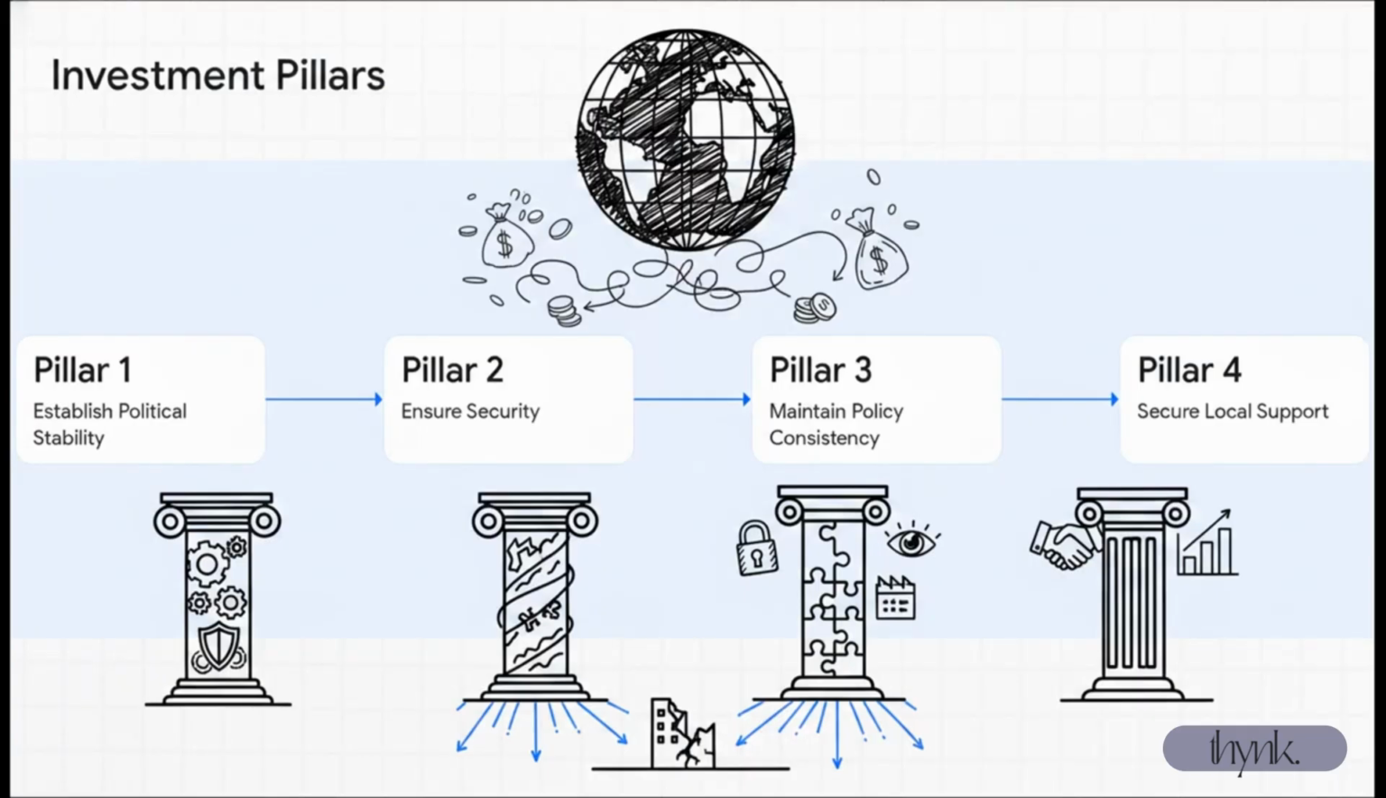Here is the bottom line. Foreign investment is not just about throwing money at a map. To successfully plant a business in a foreign region, you absolutely need these 4 foundational pillars. Step 1, you must have political stability. Step 2, you must ensure physical security for assets and workers. Step 3, you need absolute policy consistency so businesses can actually plan ahead. And Step 4, you have to secure local support by ensuring the community actually benefits economically. Without these 4 pillars, even a $60 billion dream is going to fail at the ground level.